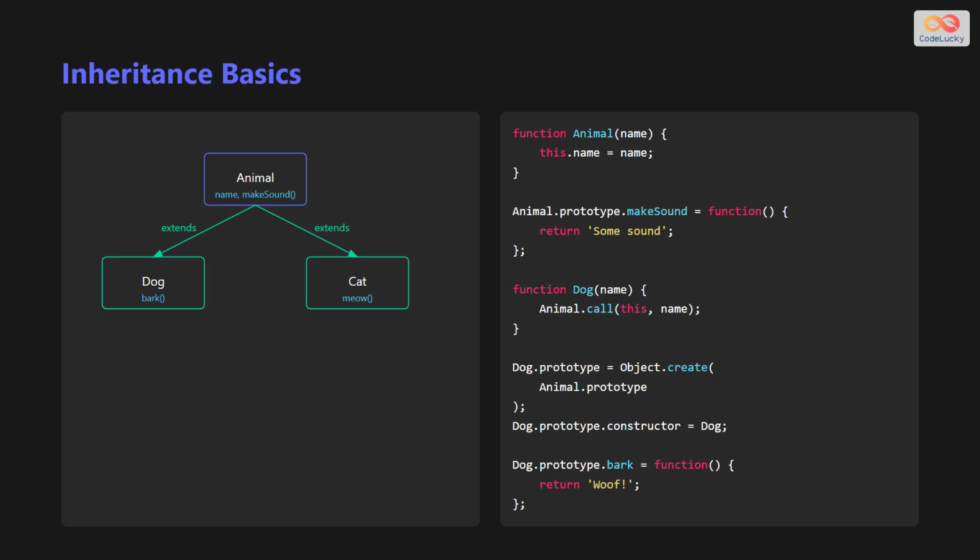bark and meow. In the example, a constructor function called animal is defined with name as an argument and a method makeSound on its prototype. Another constructor function called dog is created, and it calls the animal constructor using the call method. The prototype of the dog constructor is set to a newly created object from animal prototype to achieve inheritance. Lastly, a method called bark is added to the prototype of the dog constructor.